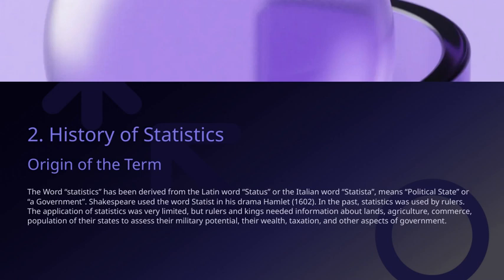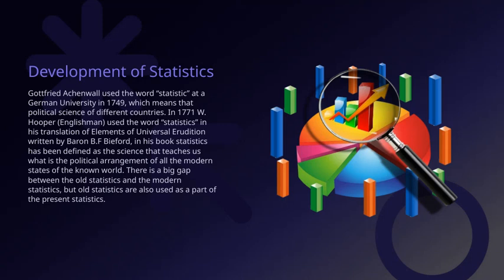This historical perspective reminds us that the roots of statistics are deeply tied to governance and statecraft, which connects to the broader theme of how data influences decision-making throughout history. Let's take a moment to explore the development of statistics. The term statistic was first used by Gottfried Eichnoll at a German university in 1749. Interestingly, it originally referred to the political arrangements of different countries.